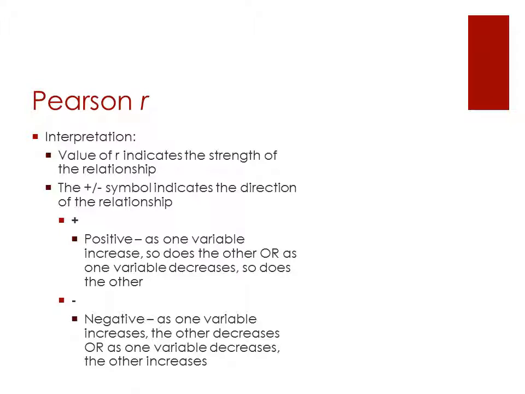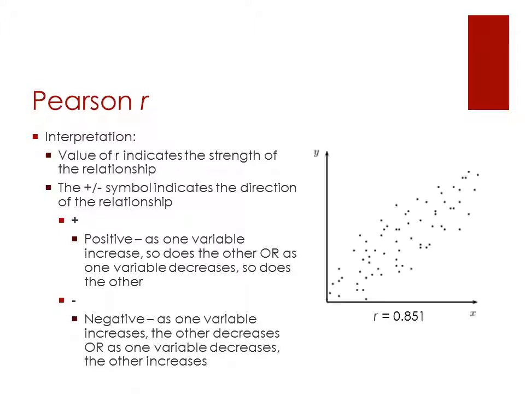If I have a positive symbol before my R, if I have a positive R, that means that as one variable is increasing, so does the other variable. Or in reverse, as one decreases, so does the other. A negative value for my Pearson R means that the values of x and y are the inverse of each other. So that means as one is increasing, the other is decreasing. Let's take a look at some examples.